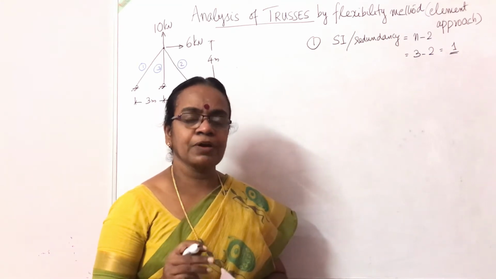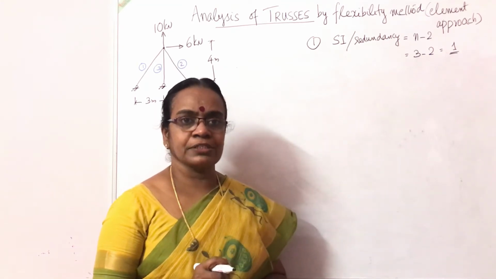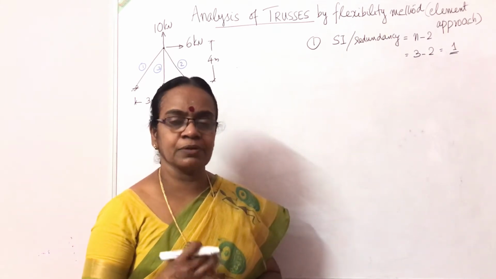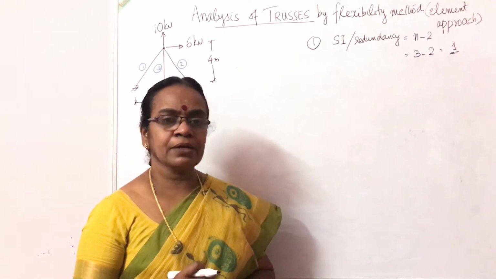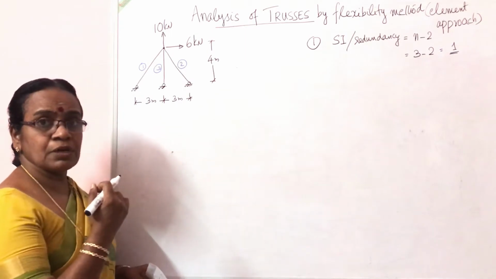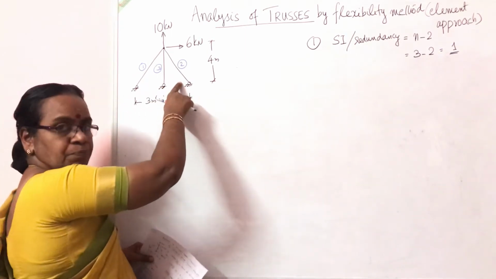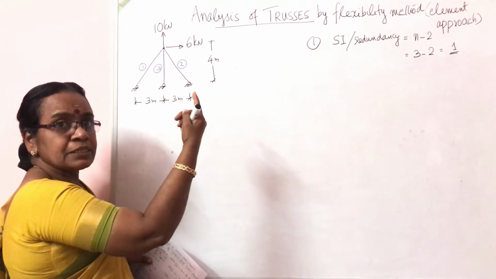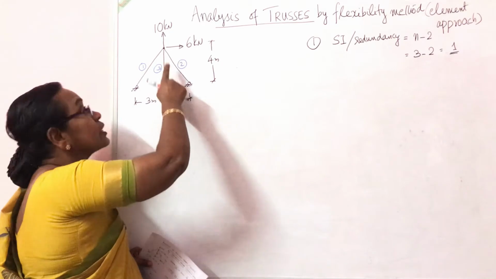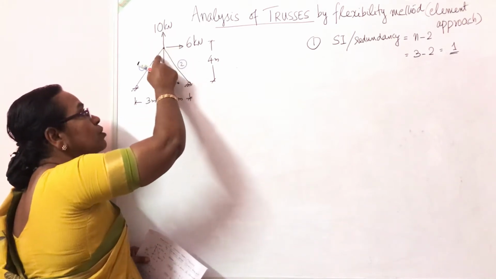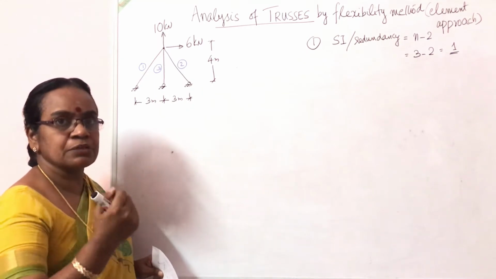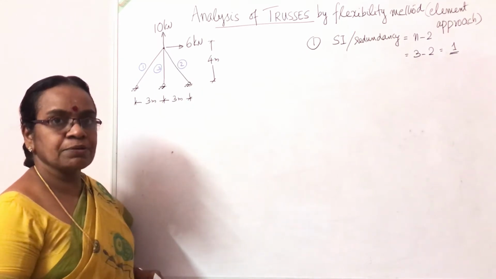So what we have to do? We have to make it a determinate structure or a primary structure. For that, we have to remove one element, so that we will get a primary structure or a statically determinate structure. So here, how to remove a member? We have 3 members here. Always remember, it is better if we remove a member in the direction of the load. Here there is a load in the 10 kN direction. So if possible, you release that member. What is the advantage of it? That we'll mention in the coming session.